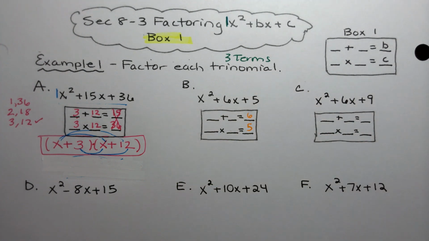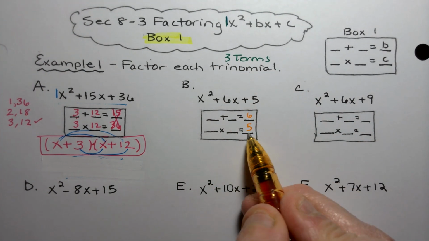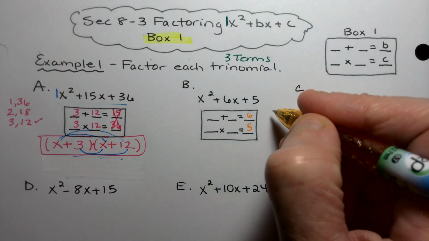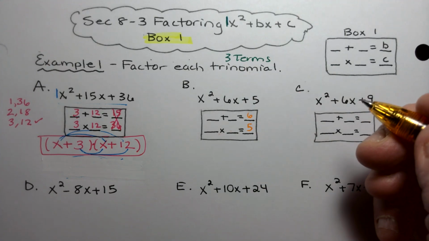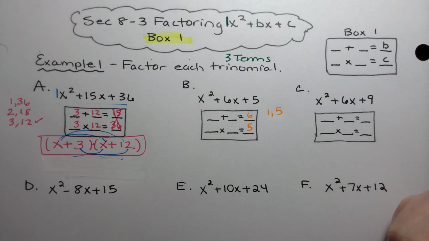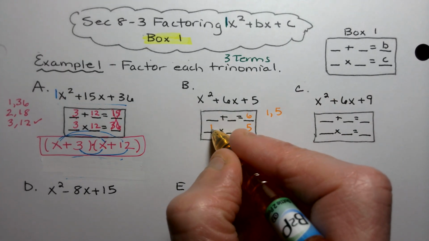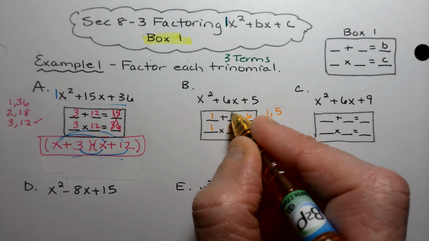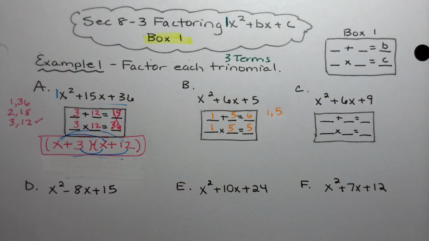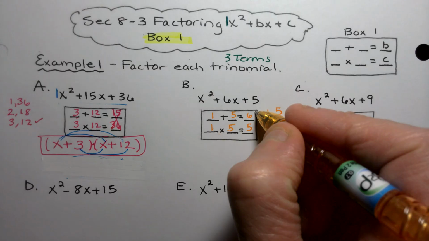The 5. Okay, so now we start with this. We start with multiples of 5. Well, there aren't many options, are there? How many things multiply together to give you 5, folks? 1 and 5. That's it. So let's try. Does that work? If we put a 1 and a 5 in here? 1 times 5 is 5. 1 plus 5 is 6. Yes, it does. Cross these off.